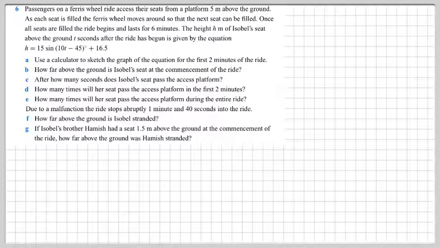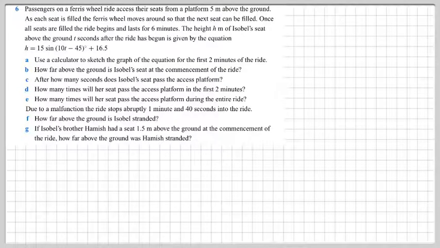C, after how many seconds does Isabel's seat pass the access platform? It's probably doable, I think. D, how many times will her seat pass the access platform in the first 2 minutes? Probably also doable. If we had a graph, it'd be nice and easy. E, how many times will her seat pass the access platform during the entire ride? Well, that's probably also easy. Maybe we need a graph of that. I'll think about it.